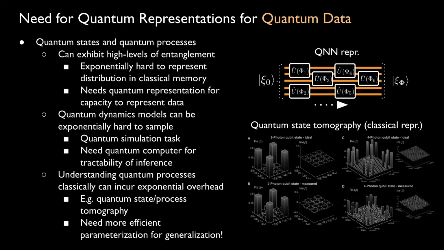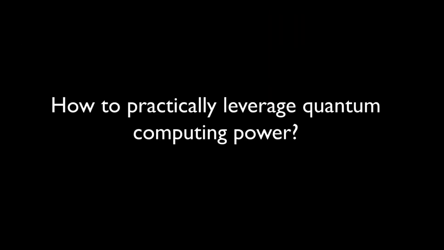And if you've ever done full quantum state or quantum process tomography, right, you have 4 to the n different elements to estimate, and it's a mess to parameterize it and hold it in your classical computer. So we need better parameterizations for generalization.